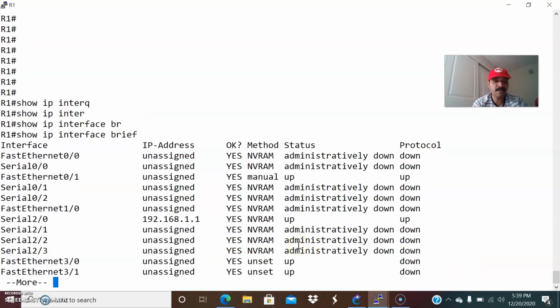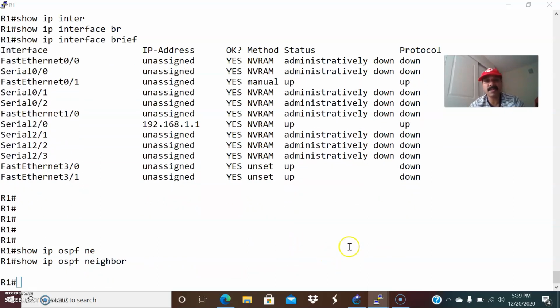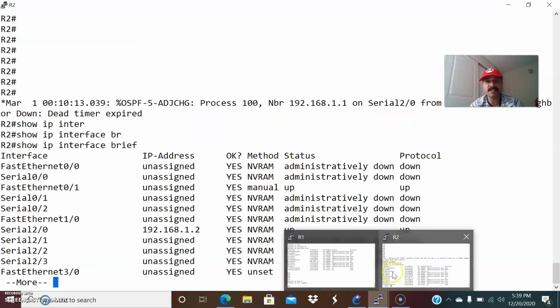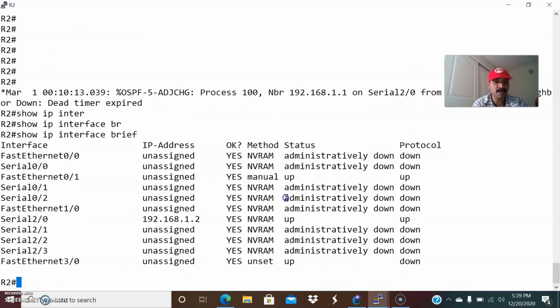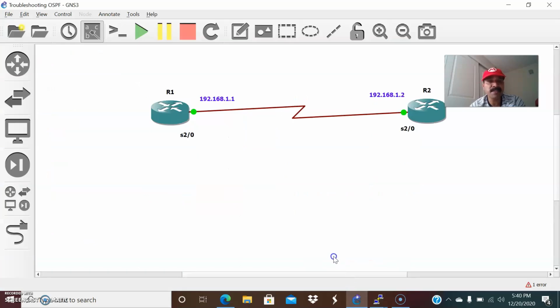Now we have to check the OSPF neighbor relationship. Since it is OSPF, let us first check the neighbor relationship. Show IP OSPF neighbor. So R1 is not forming a neighbor relationship with R2. Let us check R2 also. Show IP OSPF neighbor. So R1 and R2 are not establishing an OSPF neighbor relationship. So we need to understand what is the exact reason. We need to troubleshoot and fix the issue, right? Troubleshooting is the main thing, and you also have to remember all the OSPF troubleshooting commands, so it will be easy for troubleshooting or debugging any OSPF related issues.